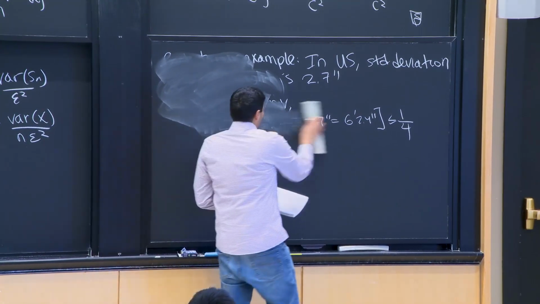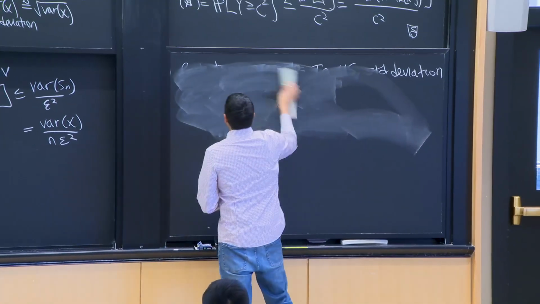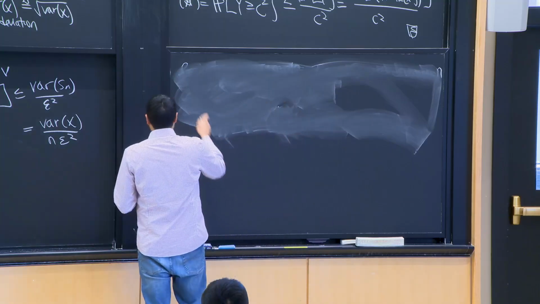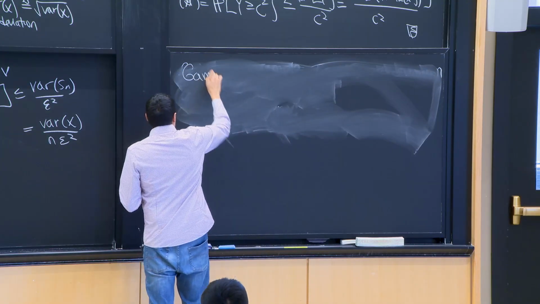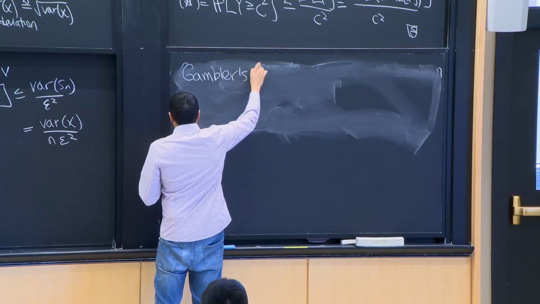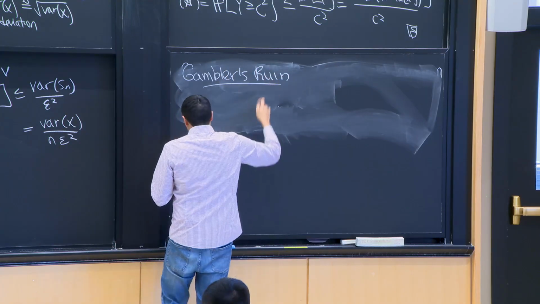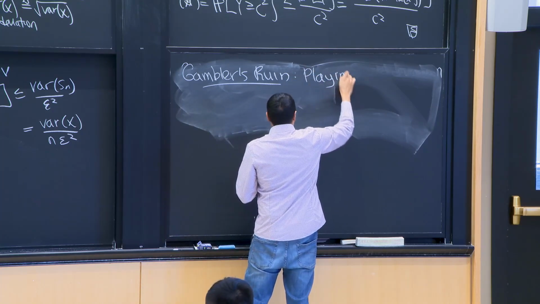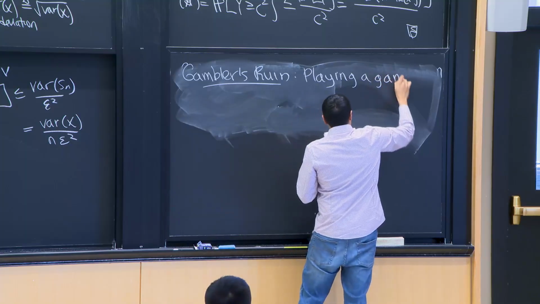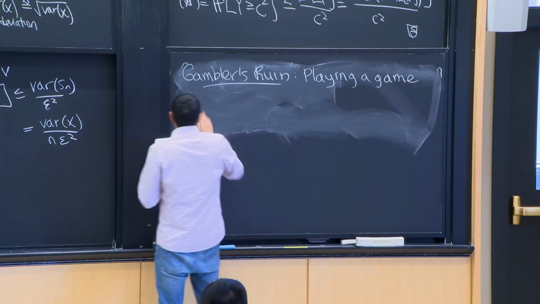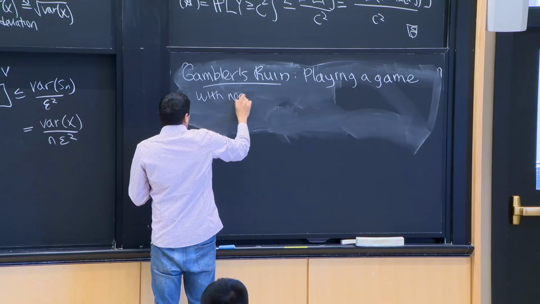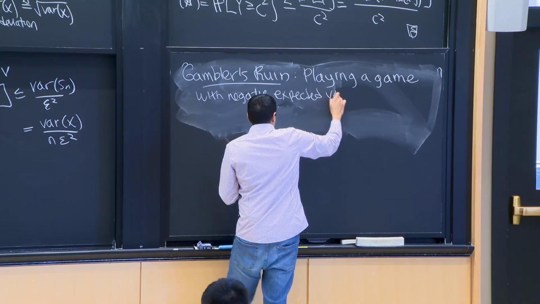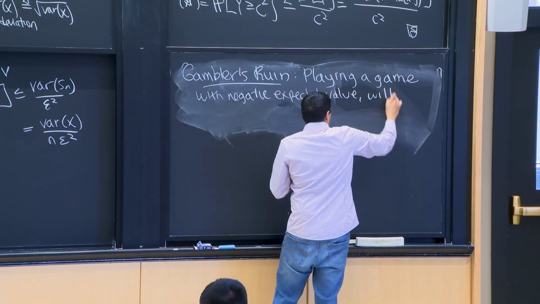But let's talk about an application of the weak law of large numbers to gambling, or maybe a caution about why it's not a great idea to gamble too much, especially in Vegas. There's an important example called gambler's ruin. The way it's colloquially phrased is that playing a game with negative expected value, you'll eventually go broke.